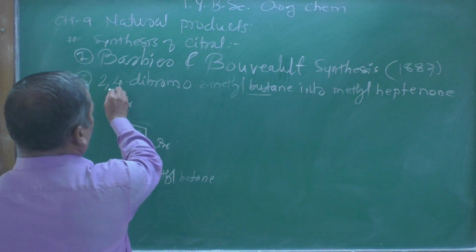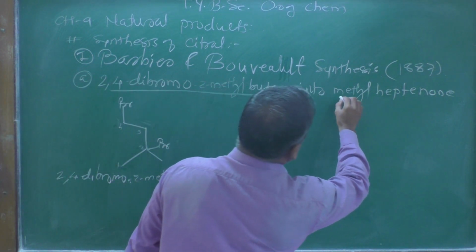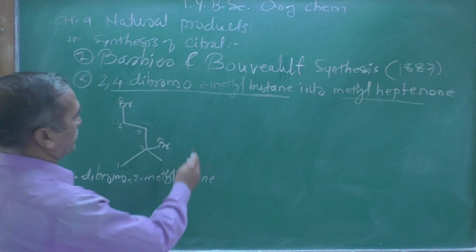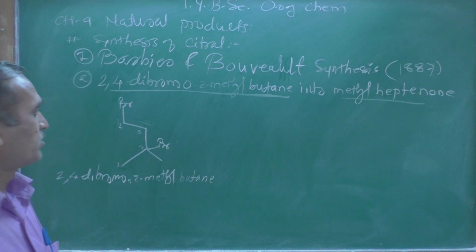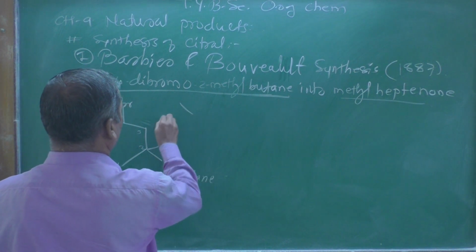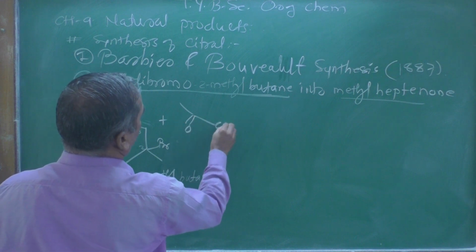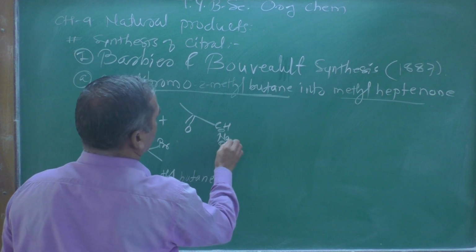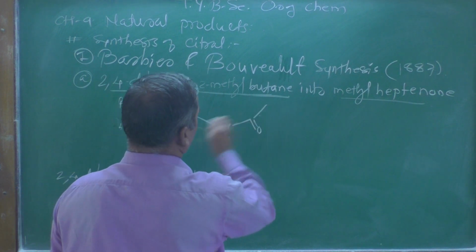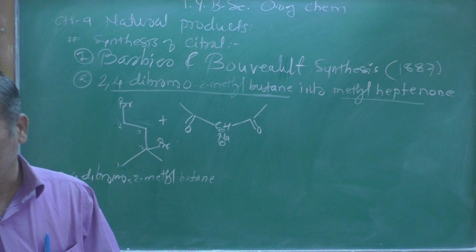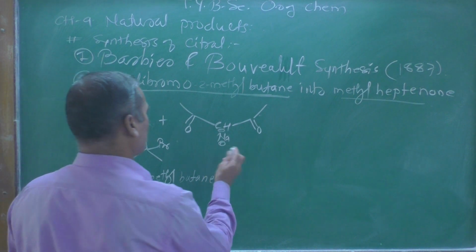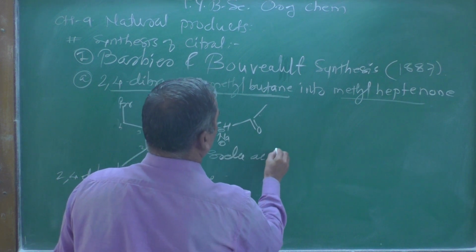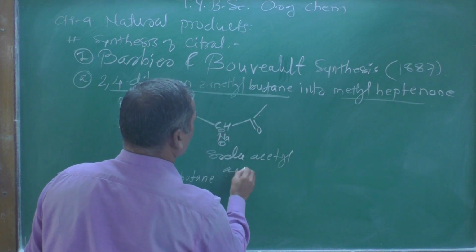And we have to convert this into methyl heptanone, and this reaction is further carried out with this compound. First one C double bond O, then CH, Na, with a negative charge over there and positive charge here, C double bond O, this methyl group. The name of this compound is sodium acetyl acetone, or sodioacetylacetone.